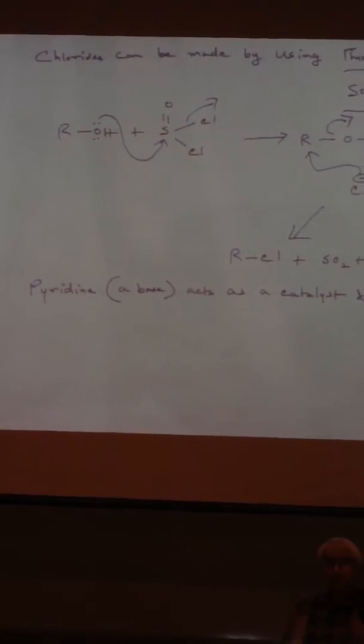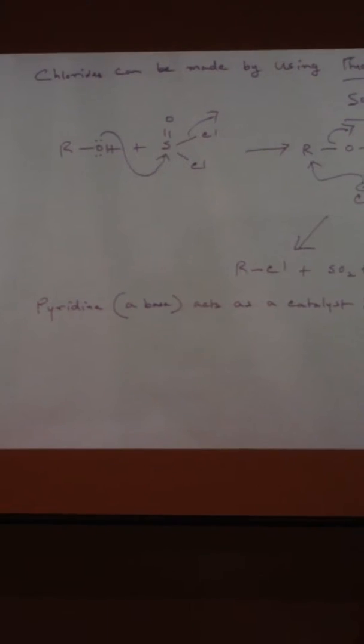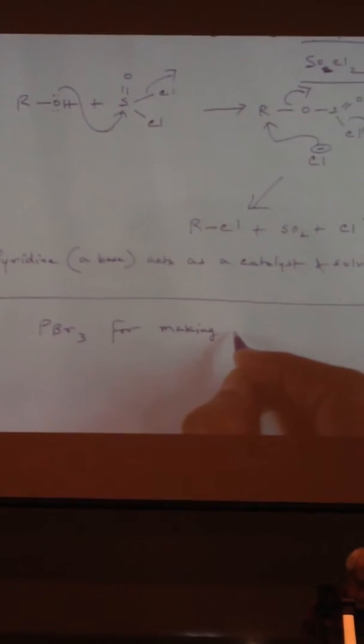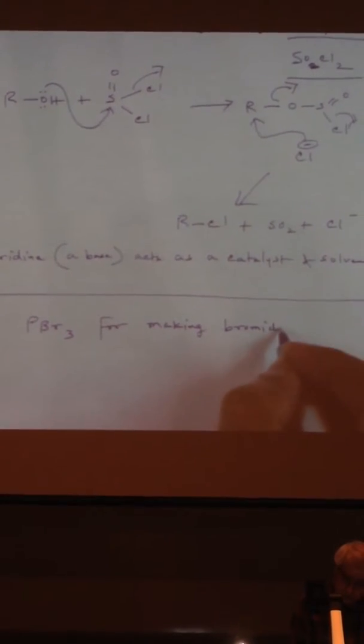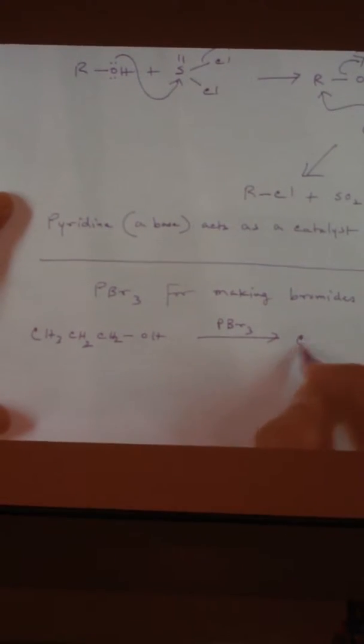So typically, these reactions are done with primary and methyl groups, and not with secondary and tertiary, which go very well with the hydrogen halide. And another reagent similar to that, if you want to make a bromide, is PBr3. So let's say you have propanol, you can use PBr3 to make the corresponding bromide.